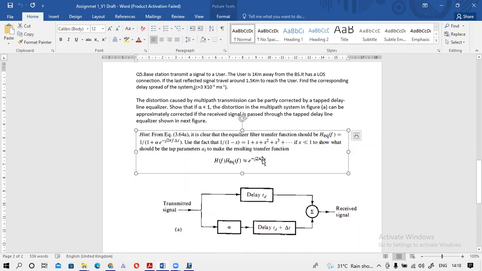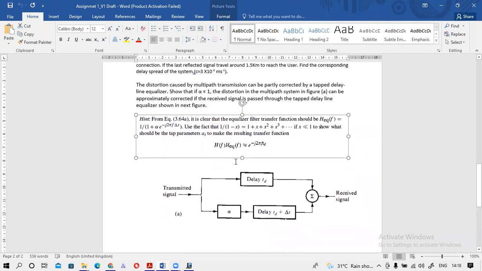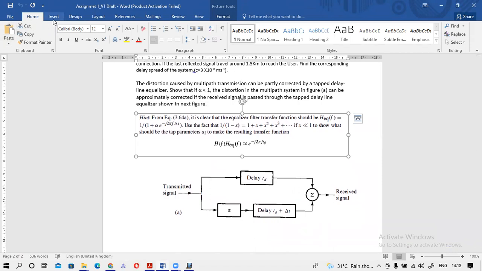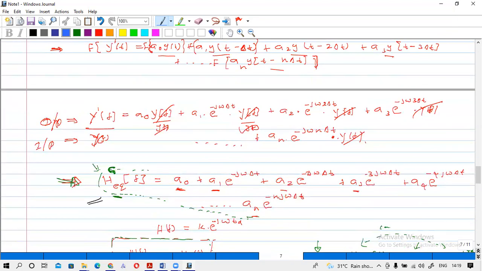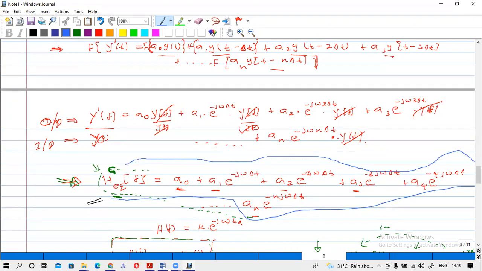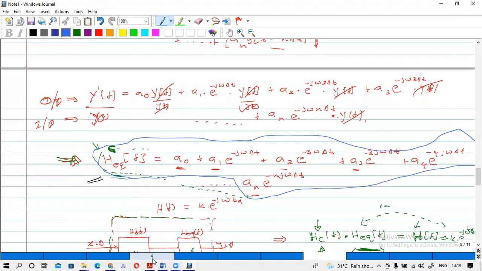To have this condition, this condition is for distortionless transmission. Okay, so I hope you can get the idea. But this derivation is not required for the answer. This derivation should only be needed to find the a_n.